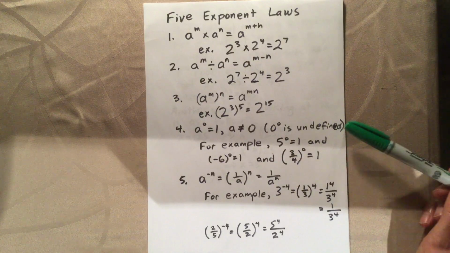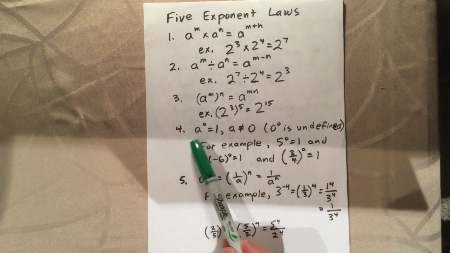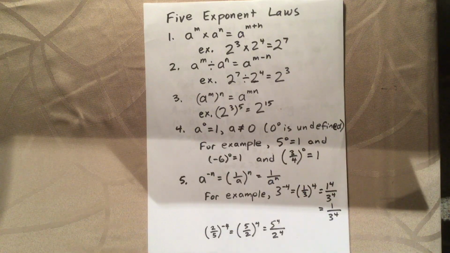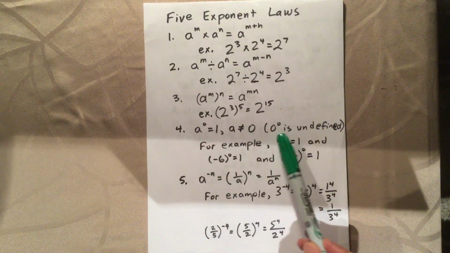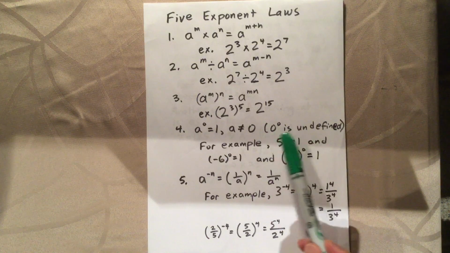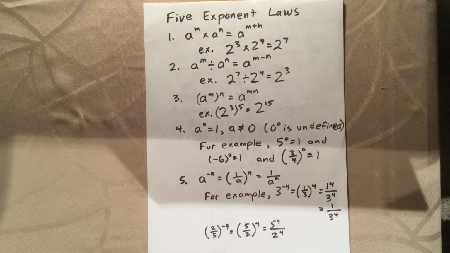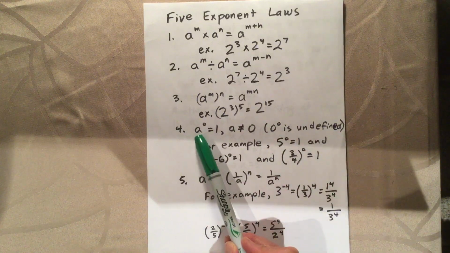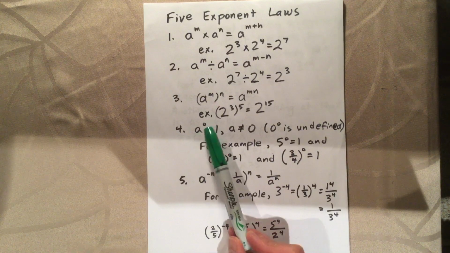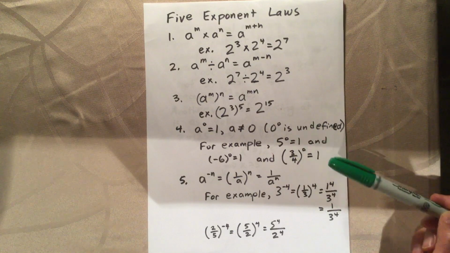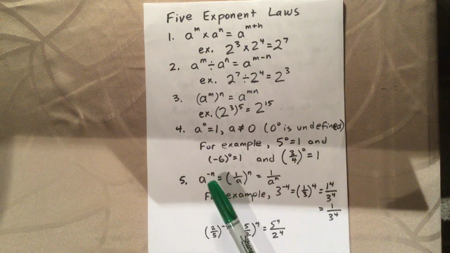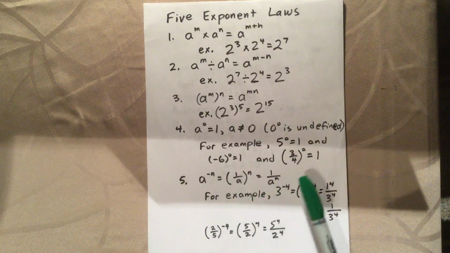Another exponent rule says that a to the 0 is equal to 1 so long as a does not equal 0. Specifically what that means is 0 to the 0 is undefined. So we're not talking about 0 exponents if the base is also 0. But if the base is anything other than 0, then that value raised to the exponent 0 will equal 1. So for an example, 5 to the 0 equals 1, negative 6 quantity to the 0 equals 1, 3/4 to the 0 equals 1.